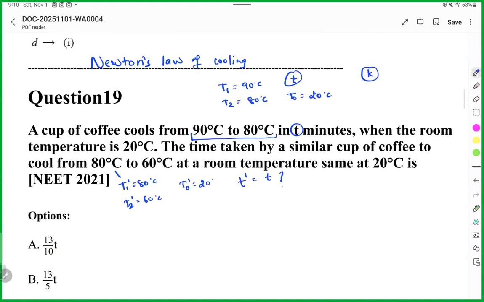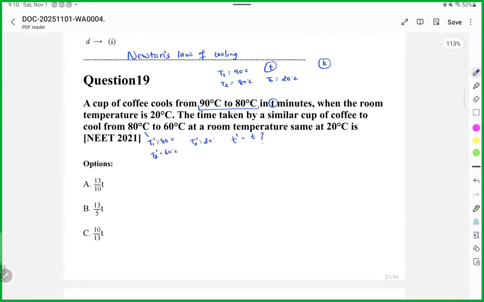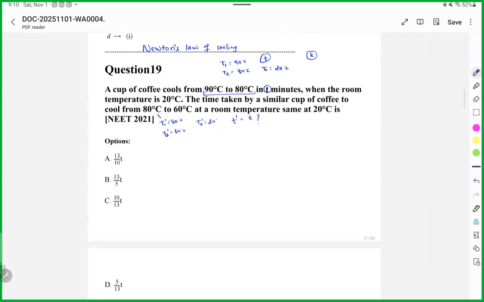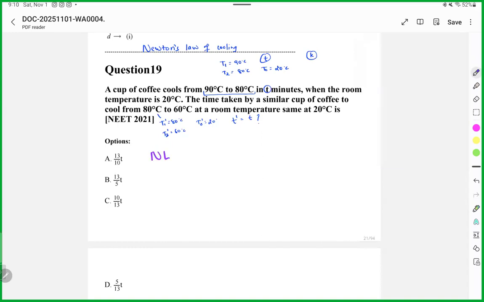Newton's law of cooling. Let me show you the options also. Is this visible for everyone? Sir Barinder, what is the formula for Newton's law of cooling? Sir, will the option be B? Option B.